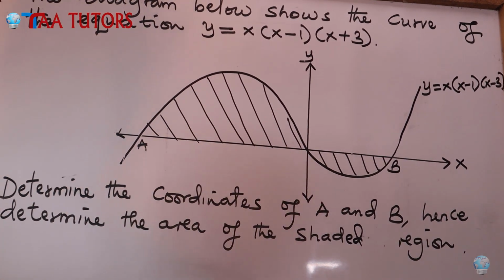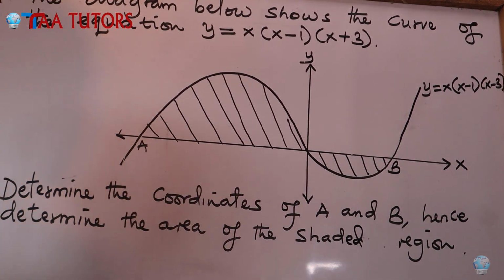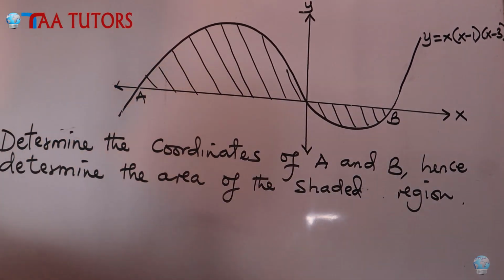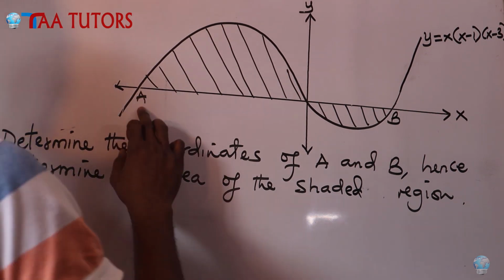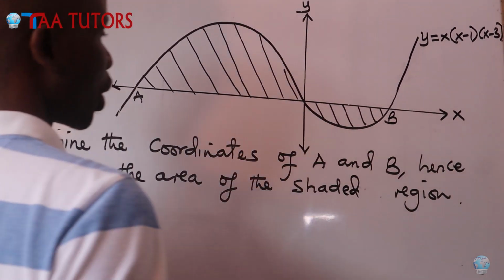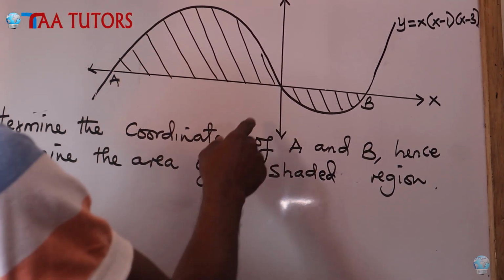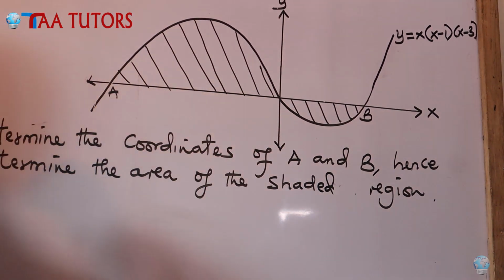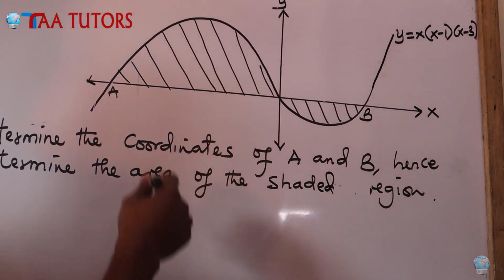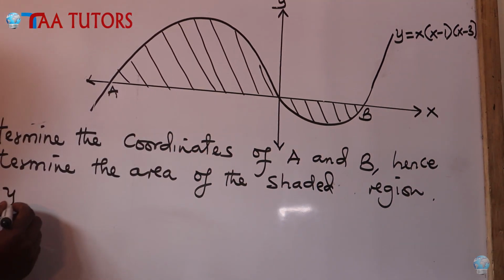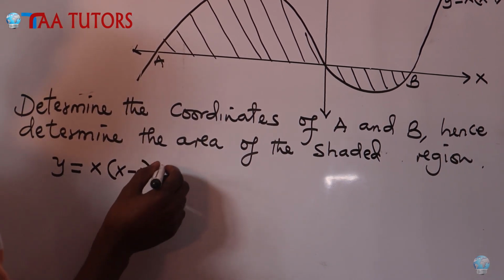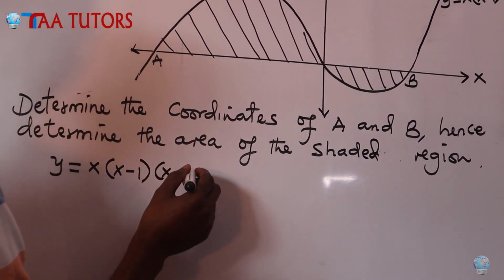Then you see that we are asked to determine the coordinates of A and B, hence determine the area of the shaded region. So A and B are actually the intercepts, but we know there's a third intercept here. So if we are looking for these values, we are going to find 3 values. And we are lucky that the curve is already given to us: y equals x into x minus 1 into x plus 3.